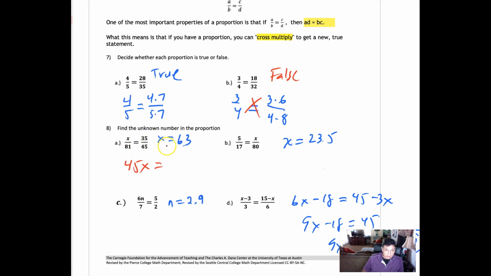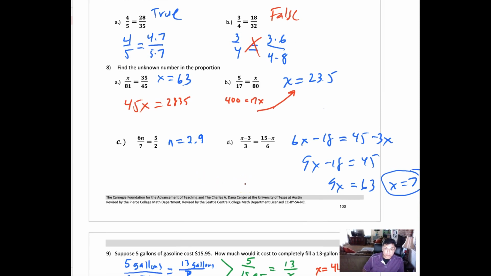So in this case, you end up with x equals 63. Where that comes from is you do x times 45 to begin, and then you do 81 times 35. When you do that, you get 2835. And then when you use your equation skills, you get x equals 63. Here you would do 80 times, you get 400 equals 17x, and then when you divide, you get that there. And so again, these are the basic skills of solving proportion problems.